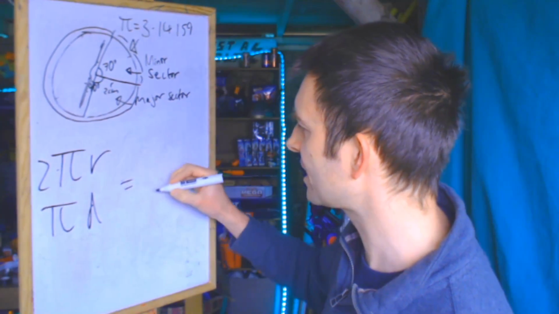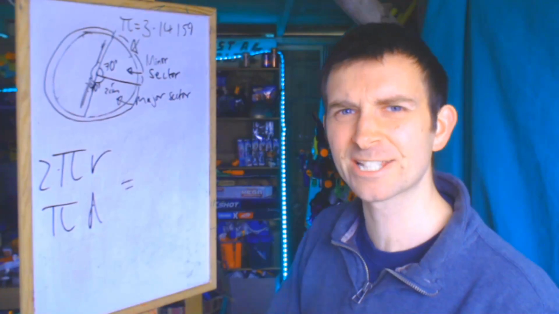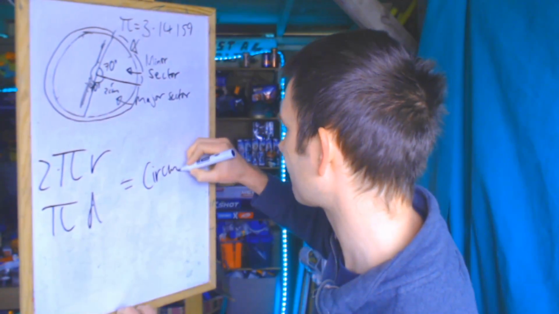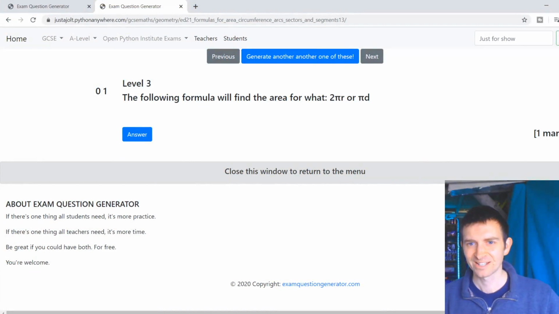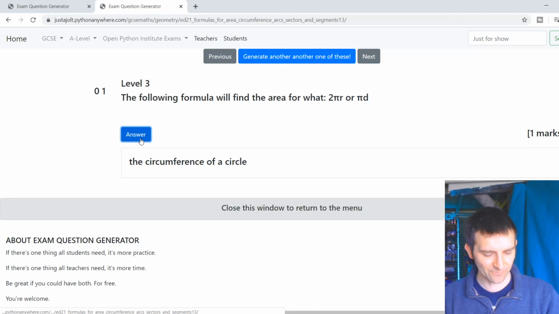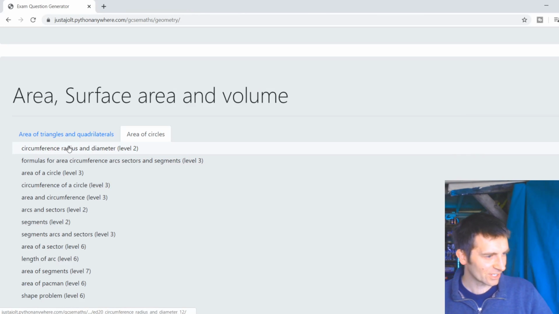And what do both of these equal? Well, it's nothing squared, so it's not going to be area. It's going to be the circumference, isn't it? Circumference. That's what I think anyway. So let's go back to the website and see what happens. So circumference. There we go. Is that the answer they wanted? The circumference of a circle. Wonderful. Let's close this window and take a look.